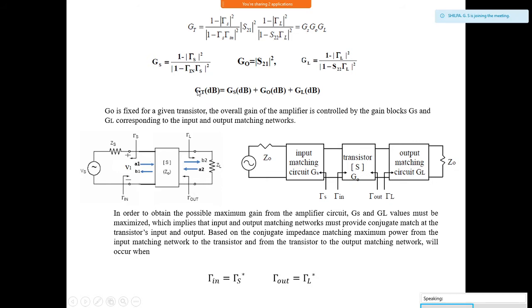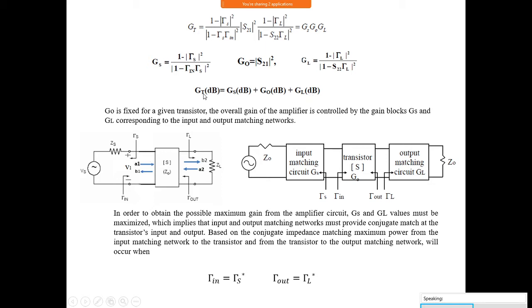See, for example, I want 100 here. This is 12 dB. 100 means how much we wanted from GS and GL? Remaining 88 dB we need from here and here. Can we get that? It is not possible.